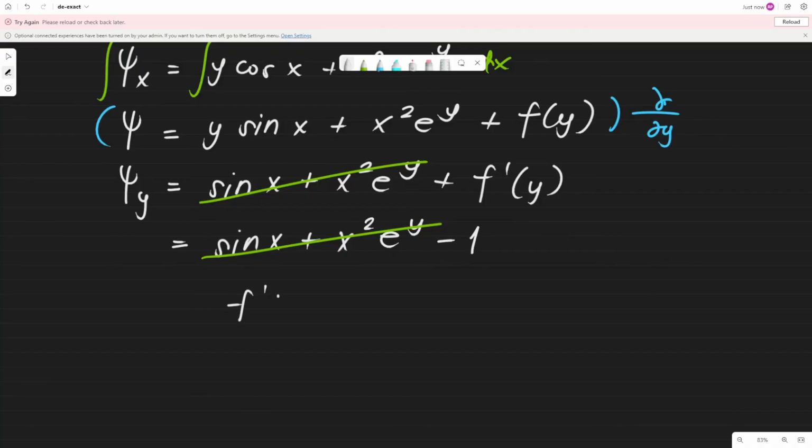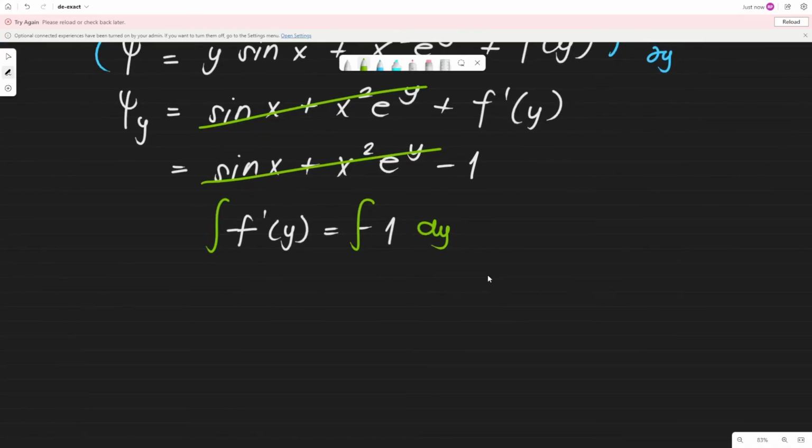Therefore f prime of y is equal to negative 1. And if we get the antiderivative with respect to y, since we came from partial y, we'll have f of y equal to negative y plus c. So that is our value for f of y.